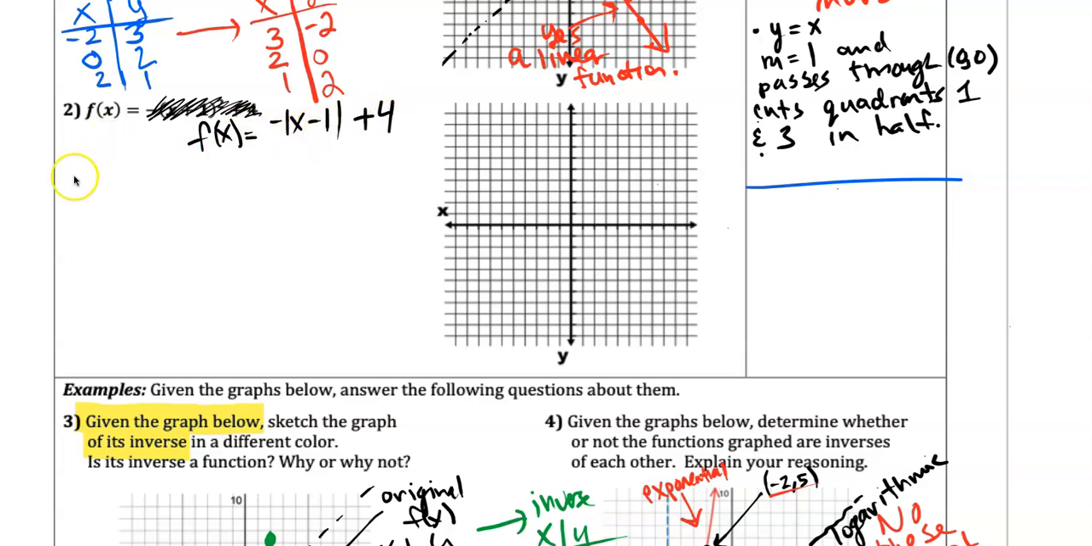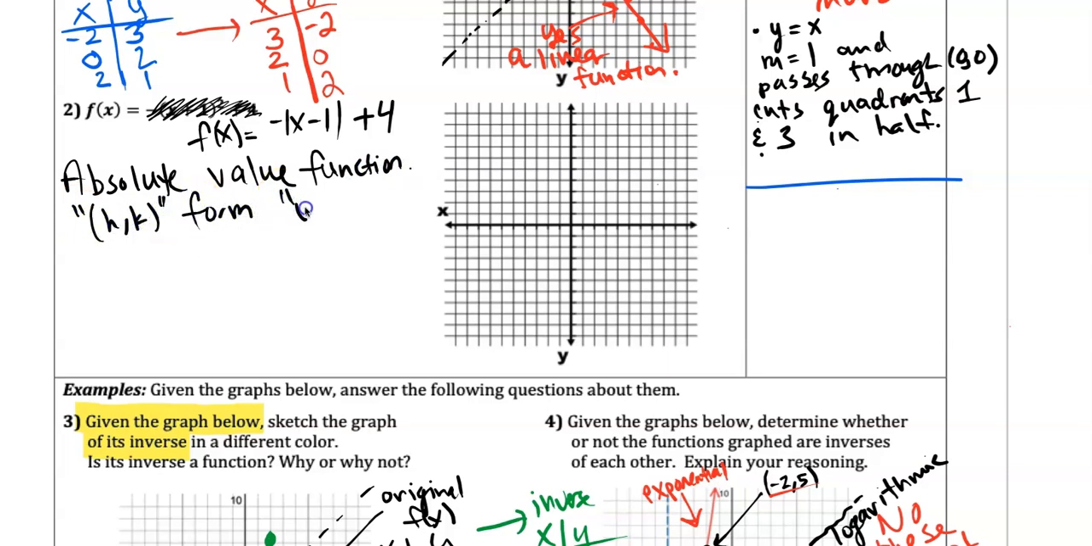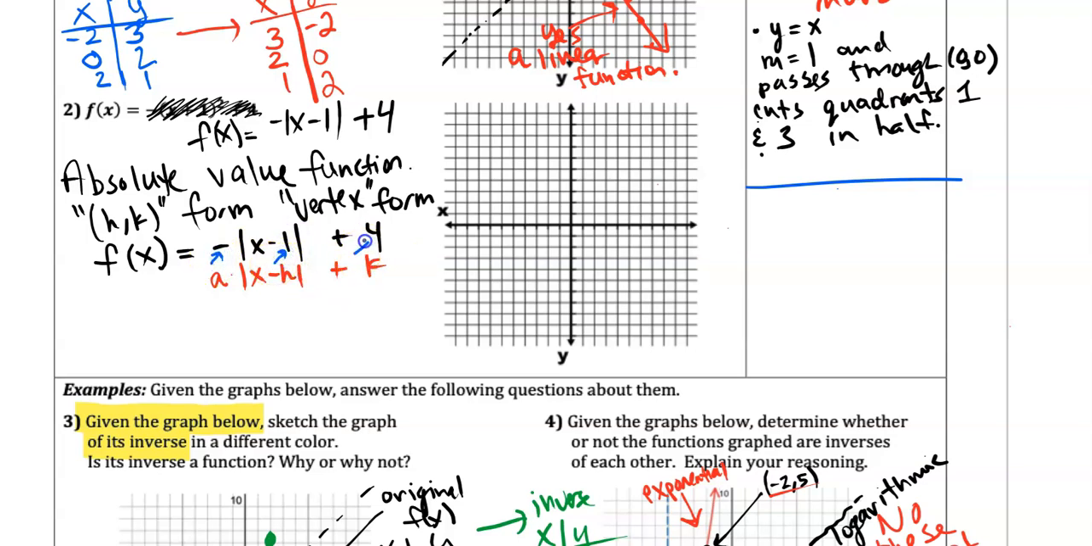What we're going to do first is recognize what type of function it is. So this is an absolute value function, and it is written in what we call HK form, or sometimes we refer to it as vertex form. For an absolute value function, the generic setup for the AHK form is a times the absolute value of x minus h, plus k. If I pair up the a, h, and k values with the numbers in this equation, I can see that a is -1, h is +1, and k is 4.